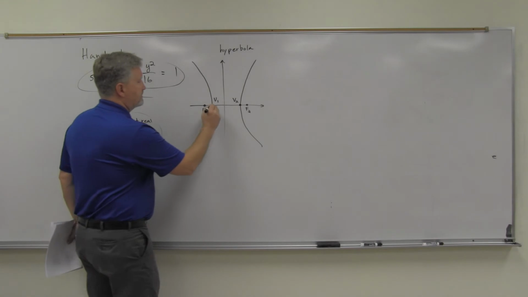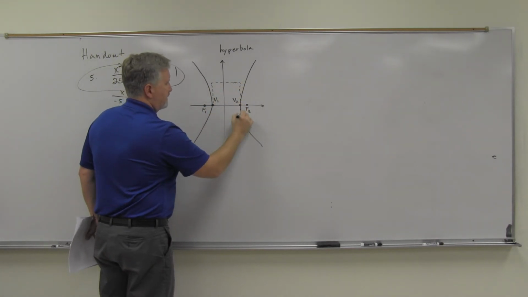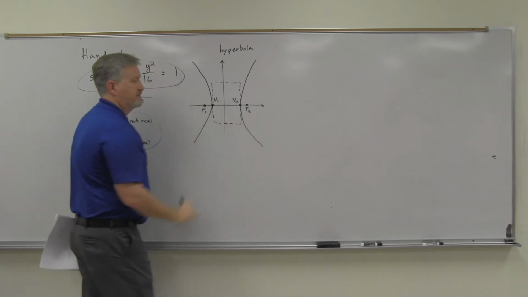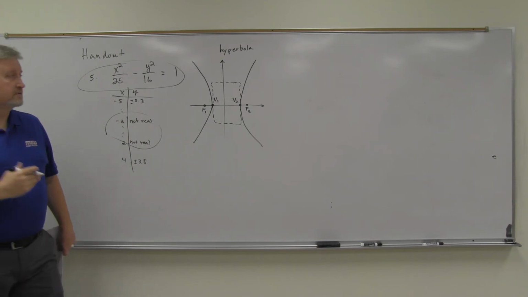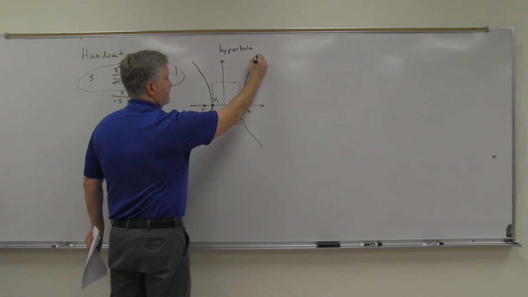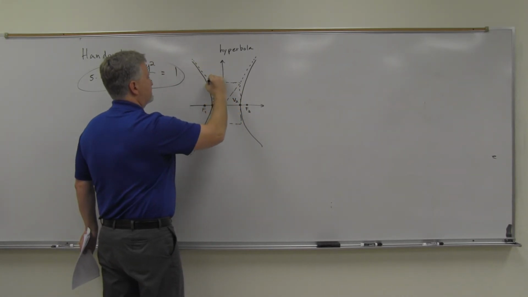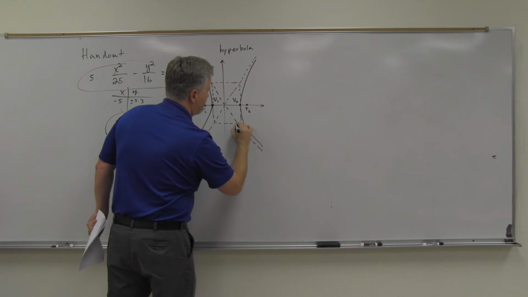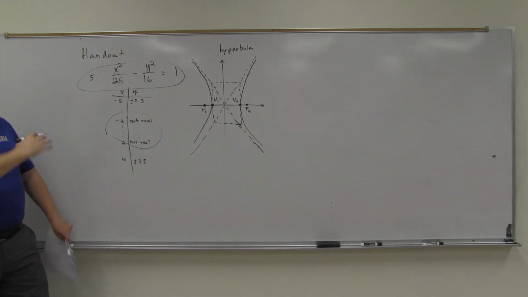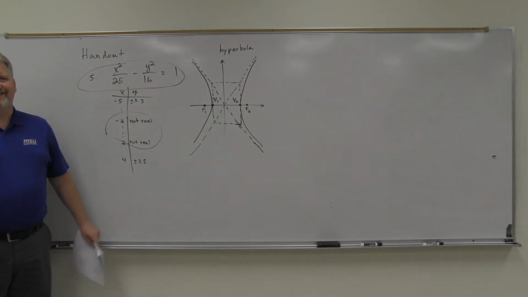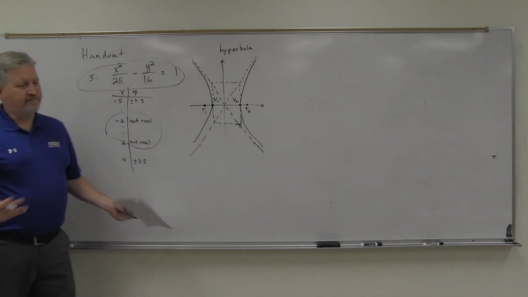And what you do is draw what's called the fundamental rectangle, and I'll tell you how we do that in just a second. You draw this fundamental rectangle, and the asymptotes are the diagonals of that rectangle. So you've got an asymptote through the diagonal here, and a second asymptote through the diagonal there. That's going to be the key to drawing this, instead of doing this big long table, which takes a lot of time. This gives us better information, and it's a little easier.